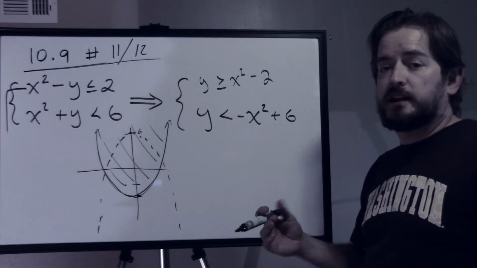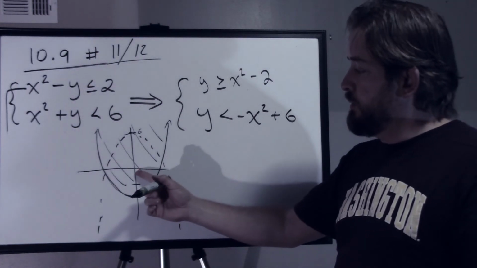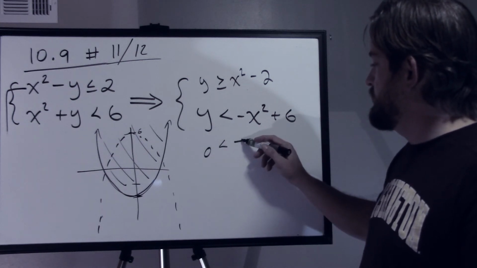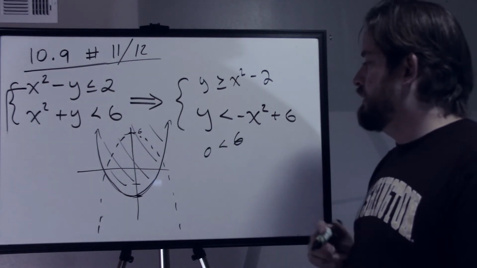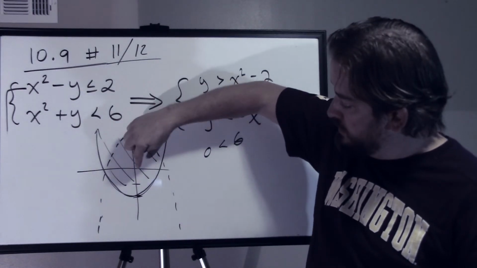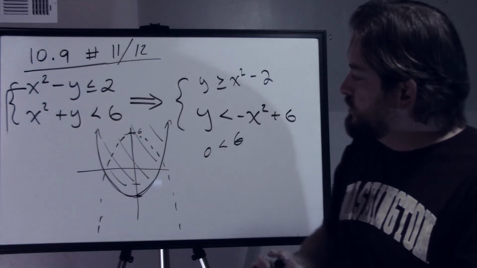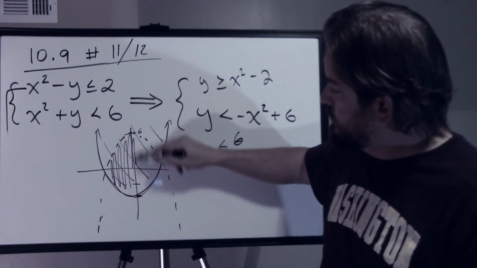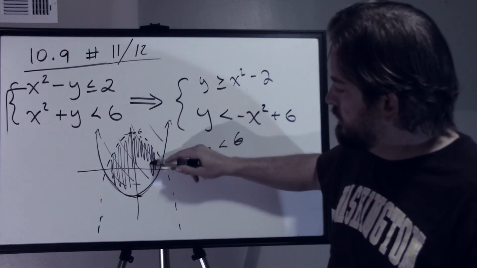And then once again, I just have to plug in a point. 0, 0 is a great one because it doesn't go through it. So I've got 0 is less than 0 plus 6. And that's true as well. So I'm going to shade inside this parabola because 0, 0 is on the inside. And so that double shaded area is this kind of eggy looking shape right here.